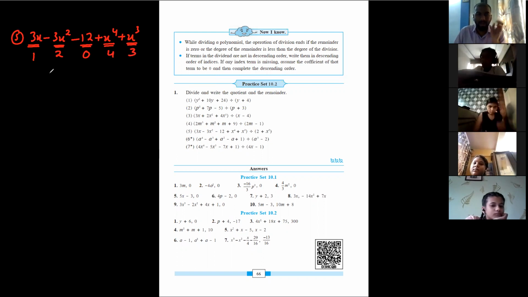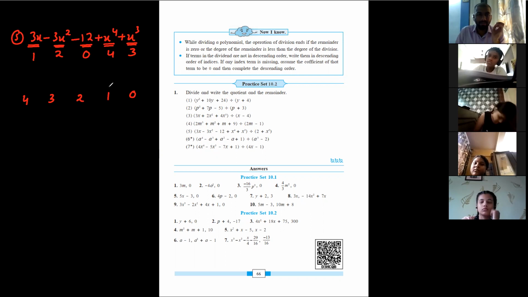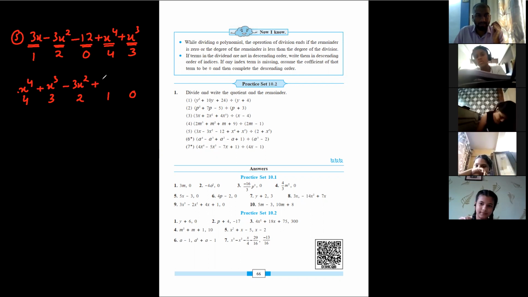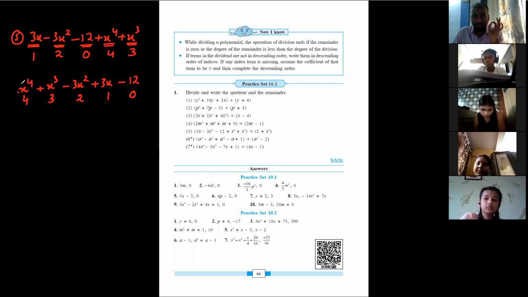The first thing is we have to arrange it. So the highest will be 4, then 3, 2, 1, and 0. So in place of 4, I'll write x raised to 4. In place of 3, I'll write plus x cube, because over here it is plus x cube. In place of x square, I'll write minus 3x square. In place of 1, I'll write plus 3x. In place of 0, I'll write minus 12. So this will be our very first step, that is arranging them according to their proper degrees.